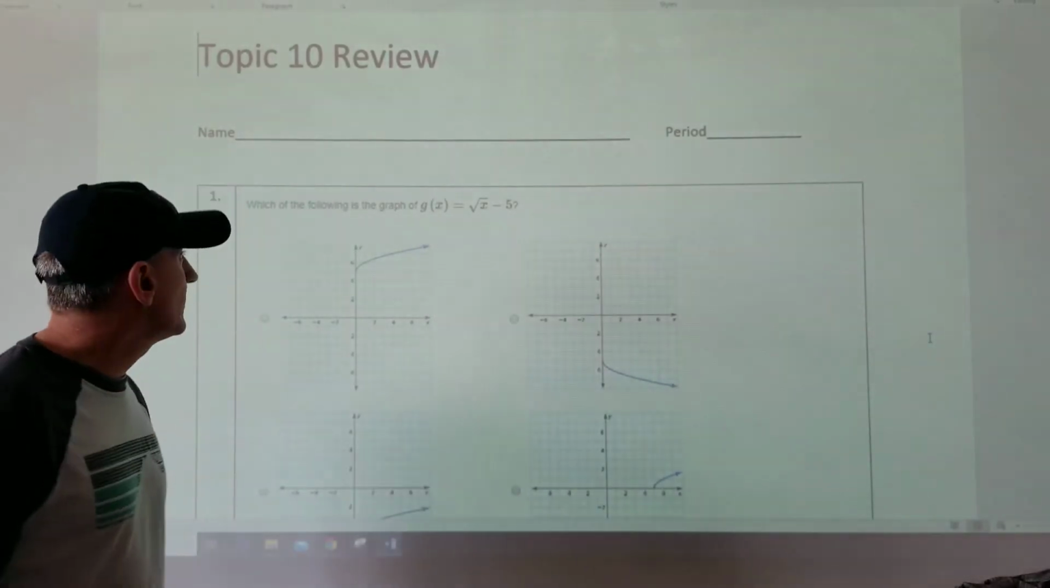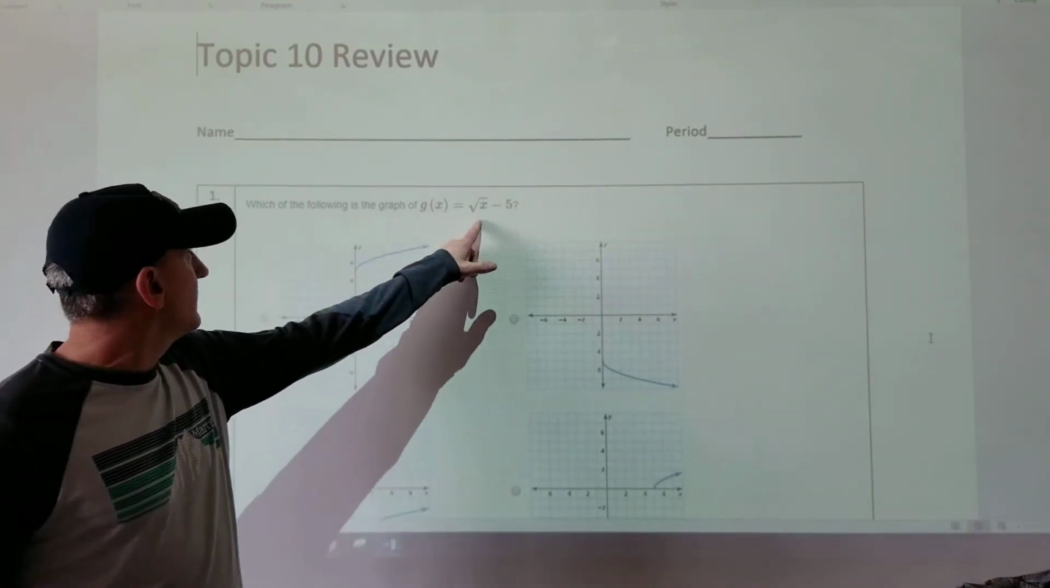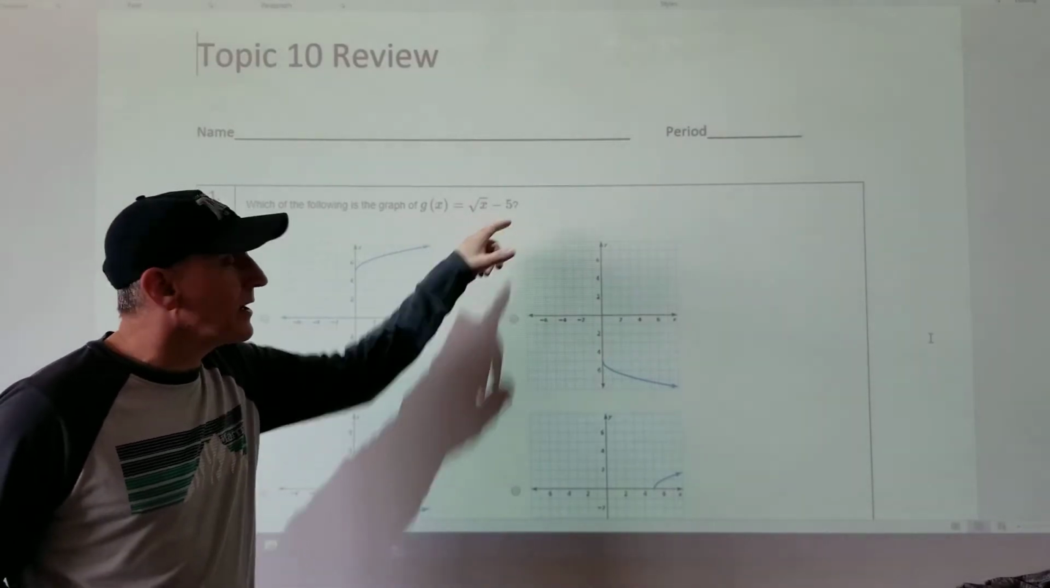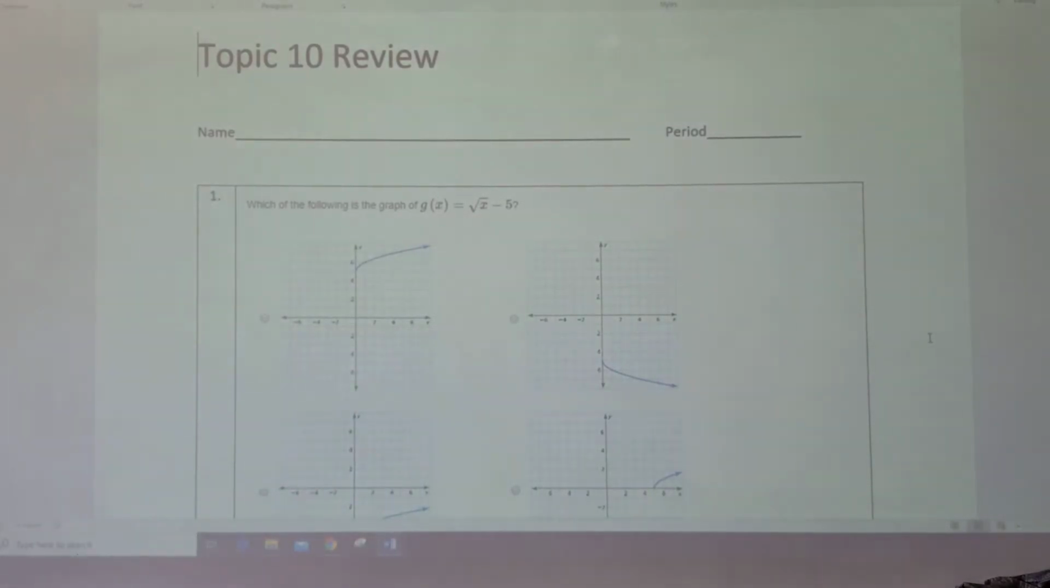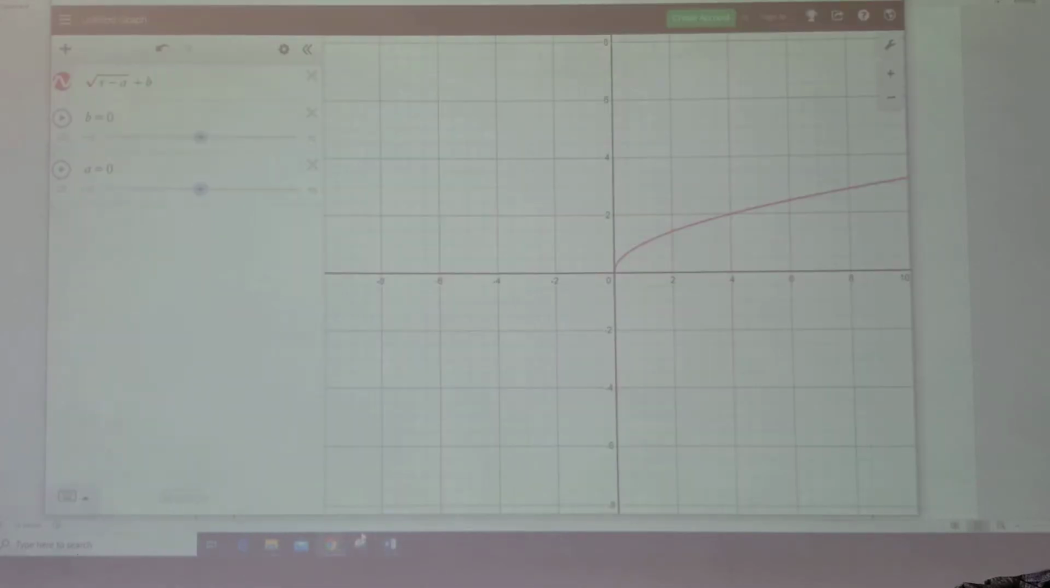The first question in this review asks us which of the four graphs present here is the graph of the square root of x minus 5. Scroll that up just a little bit so you can see it better. Which one? Well, you can go to Desmos or some graphing utility to help you figure that out. It looked to me like they were subtracting 5 out here, outside of the square root.